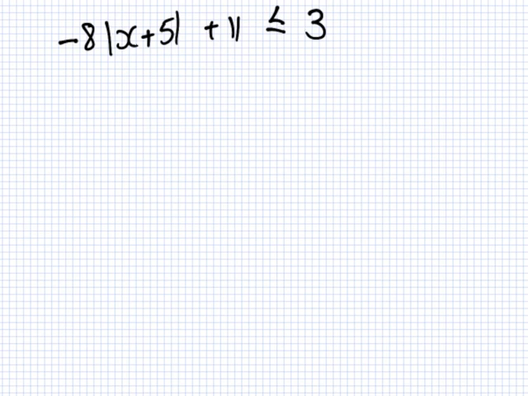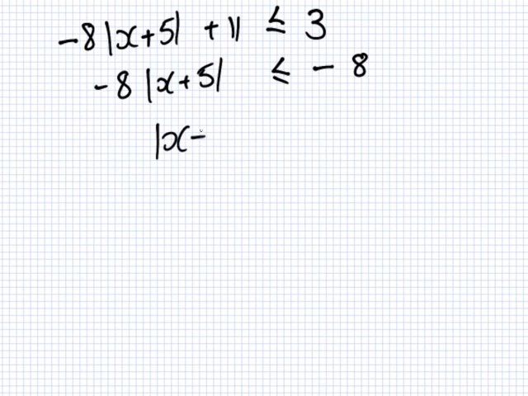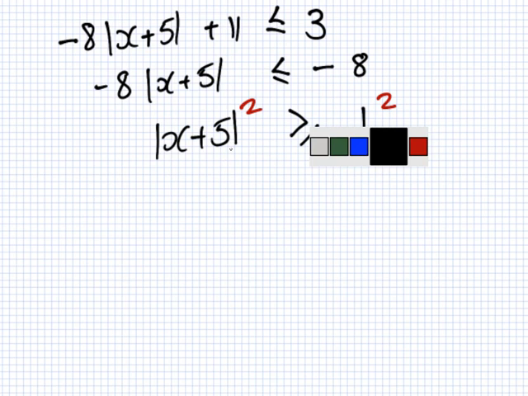So I get minus 8 modulus x plus 5 less than minus 8. Right? So then I get this bigger than or equal to this. Now, I have two ways to do this. What is one way I could do this? I could square, couldn't I?